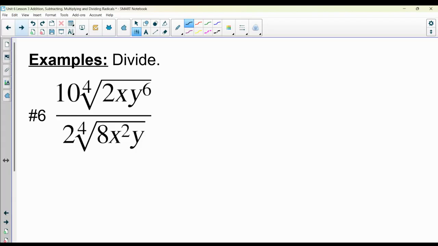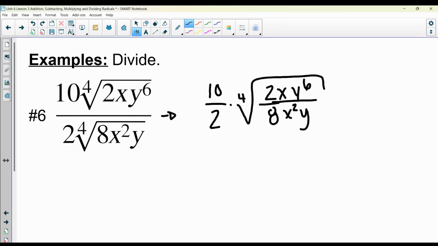So the indexes are the same. They are even, so we do need to make sure we're considering absolute values, but we'll talk about that at the end. So we do want to consider throwing these under one radical. We do have the 10 and the 2, so we want to simplify those on the outside, but then everything else is in this radical. We want to take a second and utilize some laws of exponents and simplify. Remember, when we have division, that means we're subtracting exponents. So this 10 over 2 simplifies to 5 over 1.